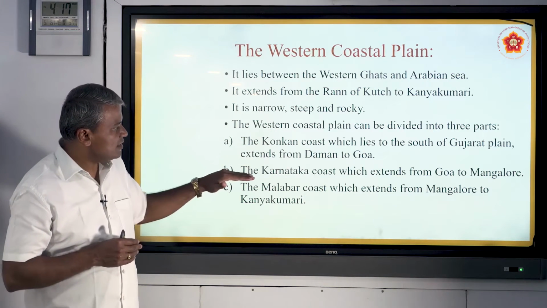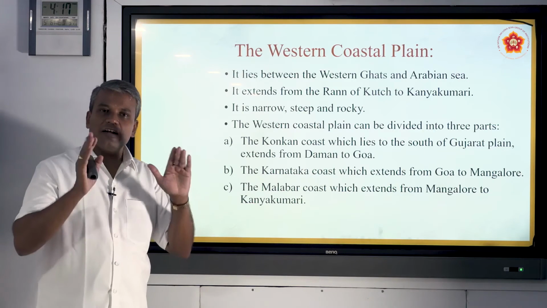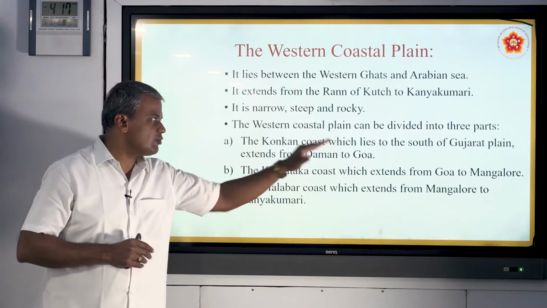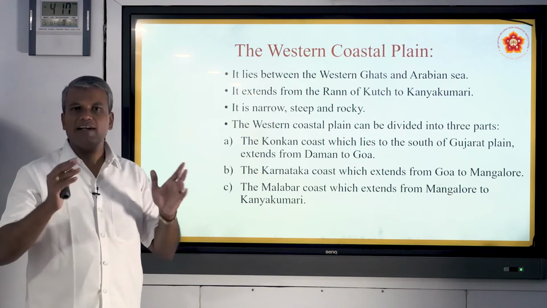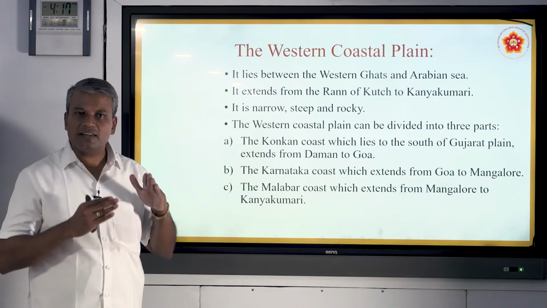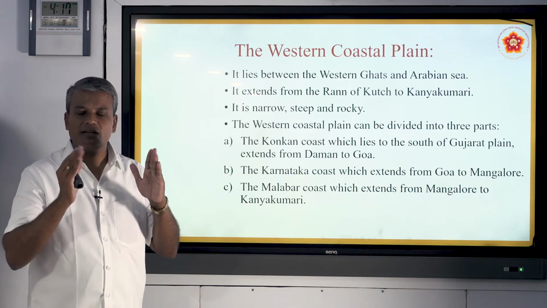And the second one is the Kannada coast or Karnataka coast, which extends from Goa to Mangalore. From Goa to Mangalore is called the Kannada coast or Karnataka coast.